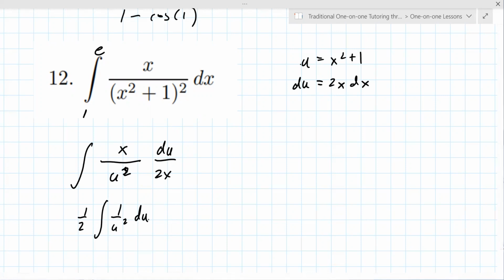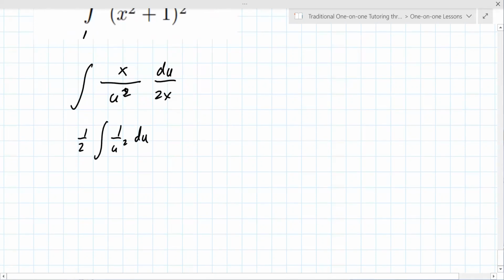1 over u squared du, and then 1/2 in front. Okay, so then that's the antiderivative of 1 over u squared. So that's 1 over u cubed over 3. So it's power rule.